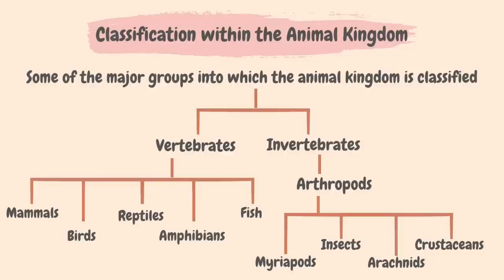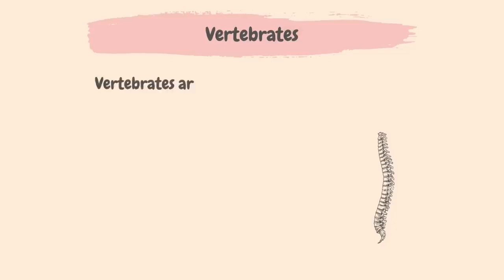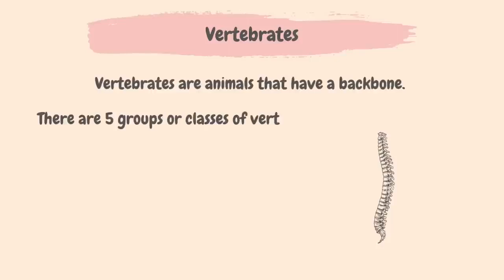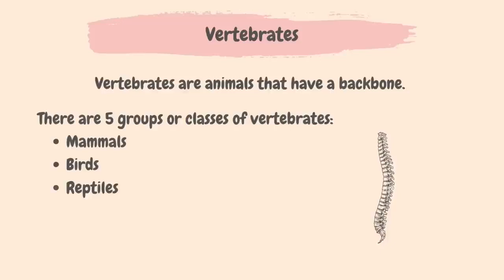Two major groups within the animal kingdom are vertebrates and invertebrates. This diagram shows that vertebrates can be further divided into mammals, birds, reptiles, amphibians, and fish. And invertebrates can be further classified into myriapods, insects, arachnids, and crustaceans. Let's learn about vertebrates first. Vertebrates are animals that have a backbone. The 5 classes of vertebrates are mammals, birds, reptiles, amphibians, and fish.